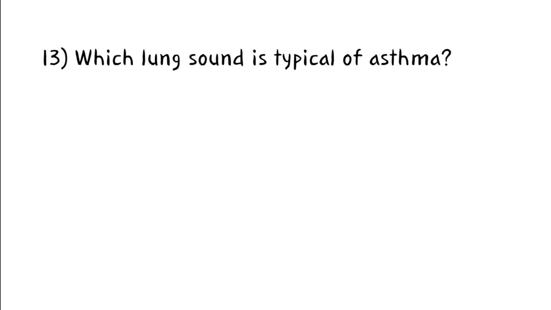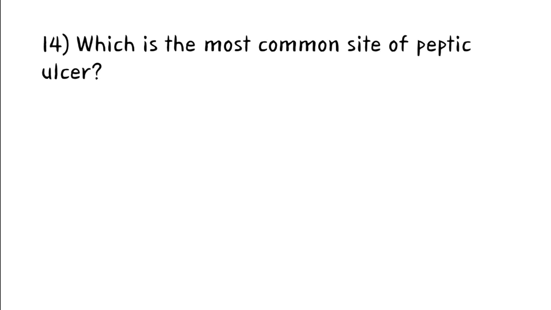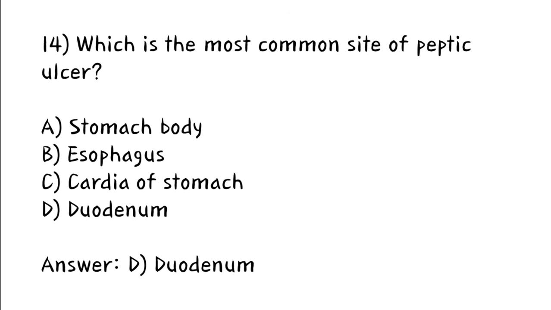Which lung sound is typical of asthma? Crackles, wheezing, stridor, pleural rub. Correct answer is option B, wheezing. Which is the most common site of peptic ulcer? Stomach body, esophagus, cardia of stomach, duodenum. Correct answer is option D, duodenum.